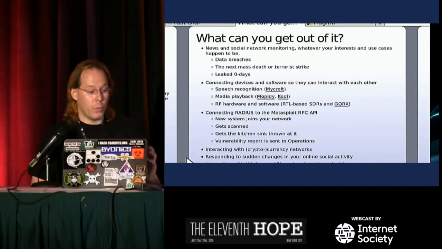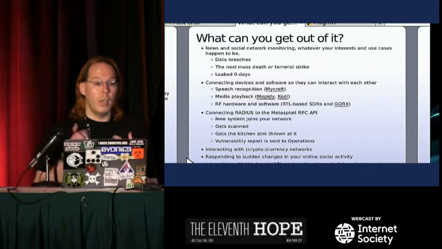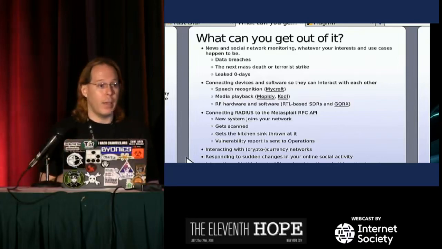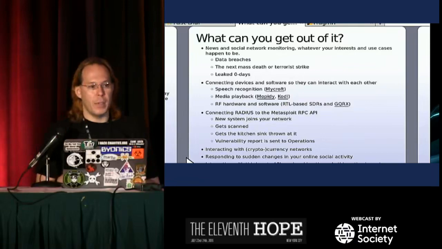Exocortices are also good for responding to sudden changes in your online social activity. If you suddenly stop posting for some reason, or if you post certain things at certain times, or just post certain things at all, you can set up Exocortex to respond in pretty much whatever way you want. It could be a distress call, it could be texting your lawyer, it could be for all the people on this list, text them a copy of the National Lawyers Guild phone number, stuff like that.